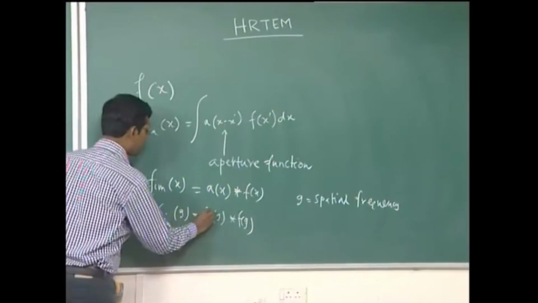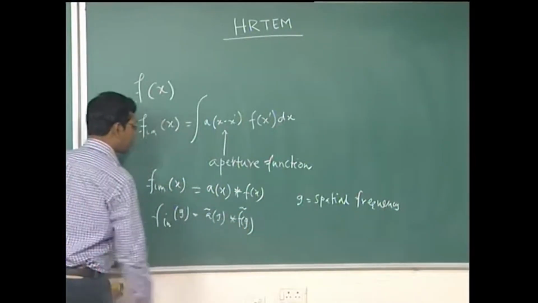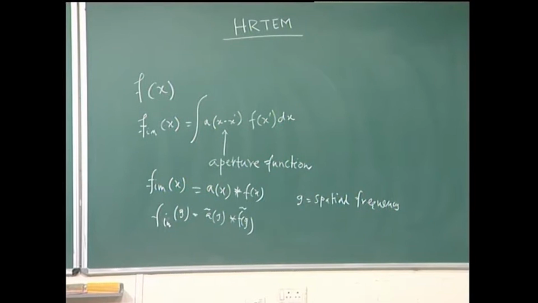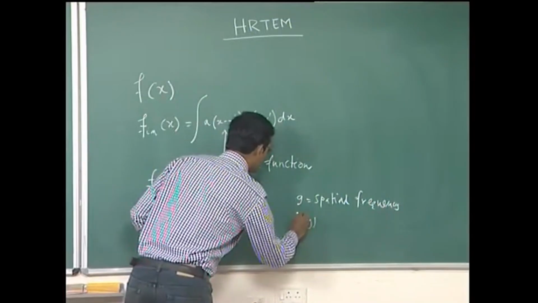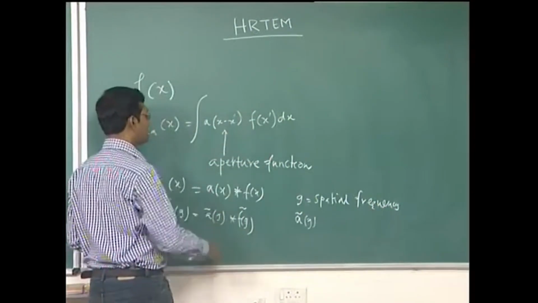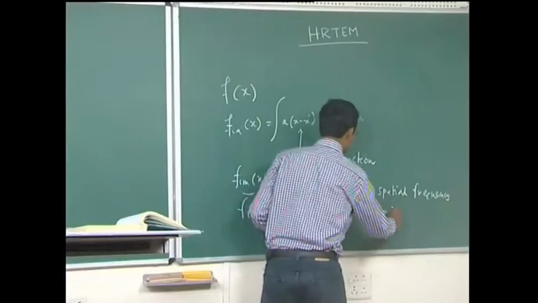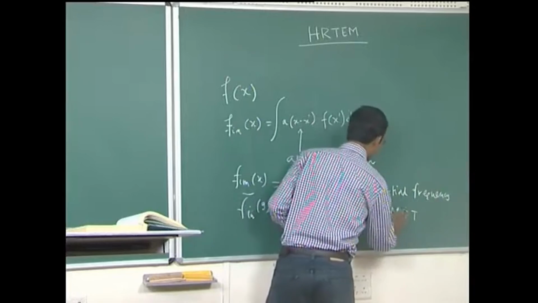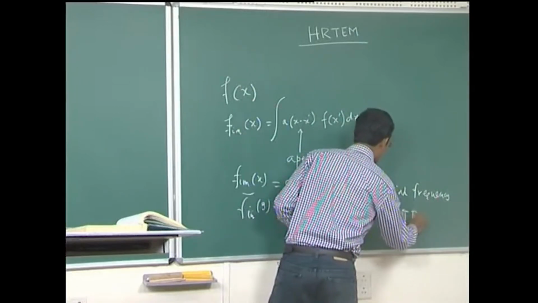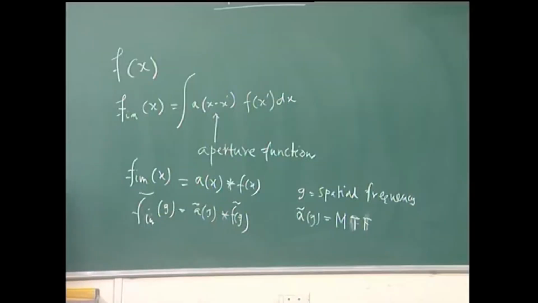And a g, or rather let us write like this to depict it in the Fourier space, a g is given. The Fourier transform of a x is known as the modulation transfer function, or also the modulation transfer function of the imaging device.